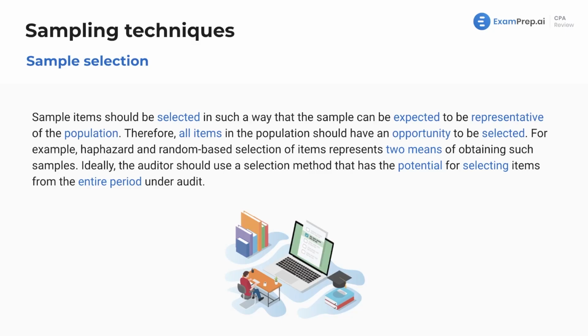Let's talk about some sample selection. Sample items should be selected in a way that the sample can be expected to be representative of the population. Nothing groundbreaking here, but it has to be said. The point of sampling is to try to understand the whole population by doing minimal work. Instead of asking every single one of the thousands of students at a college campus if they enjoy a particular food in the cafeteria, ideally we'd get it so we can ask 100 of them.